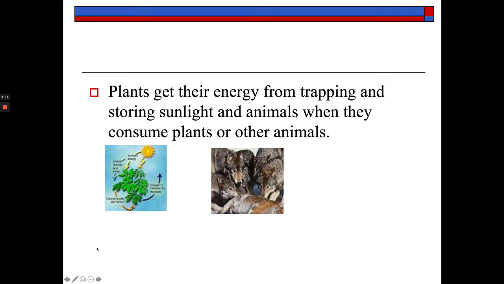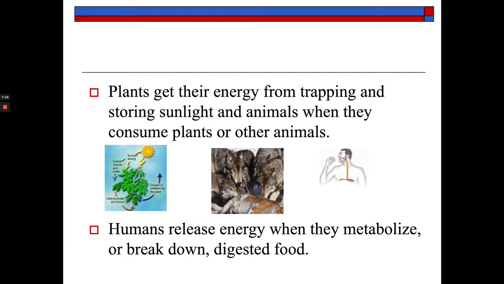Now, we've talked about this, and I'm sure you've done this in previous science classes. Plants get their energy from trapping and storing sunlight, and animals get their energy when they consume plants or other animals. Okay, that's how they get their energy. Humans release energy when they metabolize or break down digested food. So that's how we give off energy when we are eating our food.